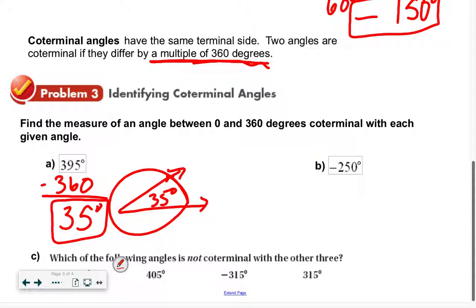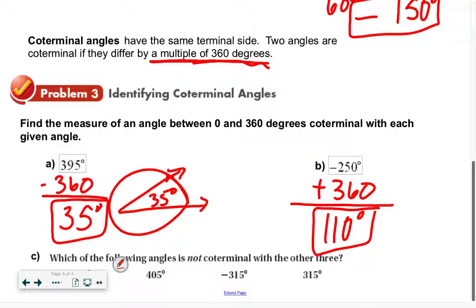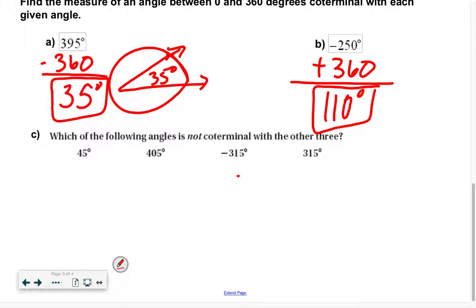Okay. In B, I have negative 250. To get between 0 and 360, should I add 360 or subtract 360? Add. Okay. If I add 360, what coterminal angle do I get? 110. So what this tells me is 110 and negative 250 have the same picture. Do you have to draw it? I was just trying to make it visual.